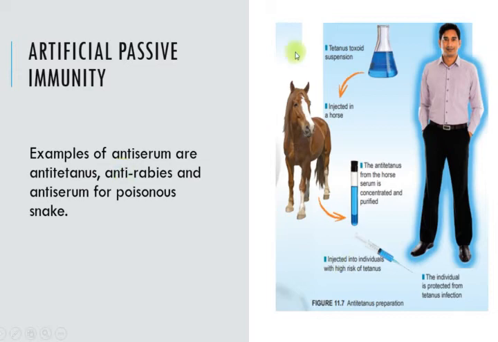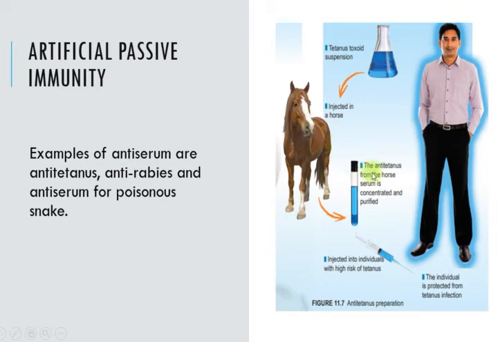As you can see from the diagram here, this is the anti-tetanus preparation. So how do we get the anti-tetanus? The tetanus toxoid suspension, the tetanus toxin, is injected into a horse. And then what happens? The body of the horse, or the lymphocytes of the horse, will produce the antibody against the tetanus.